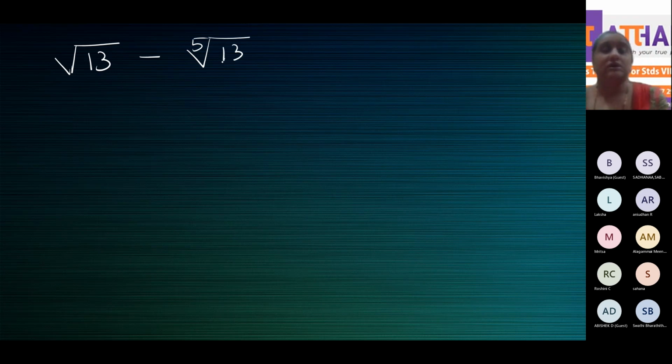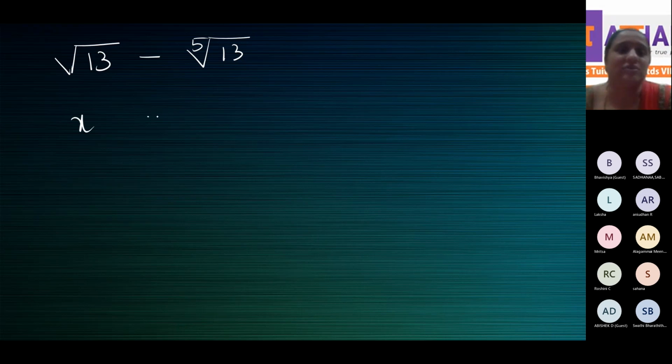Okay. So now, supposing you have square root of 13 minus 5th root of 13. This cannot be simplified because they're unlike surds. They're not like surds. This is 5th root of 13. This is square root of 13. So you cannot simplify them.